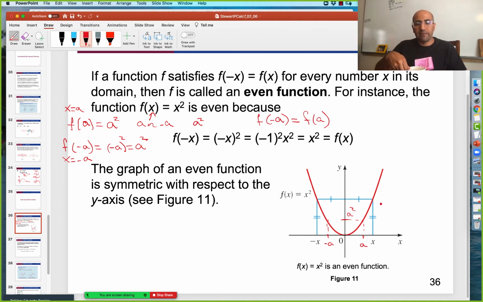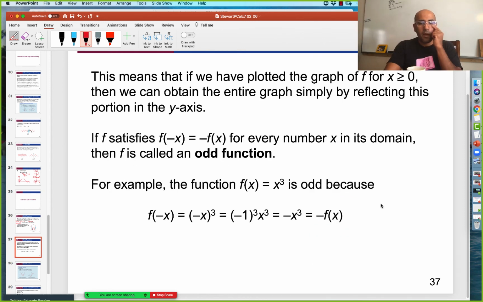Cosine is also going to be even for that same reason. It's a nice reflection about the y-axis. Good.